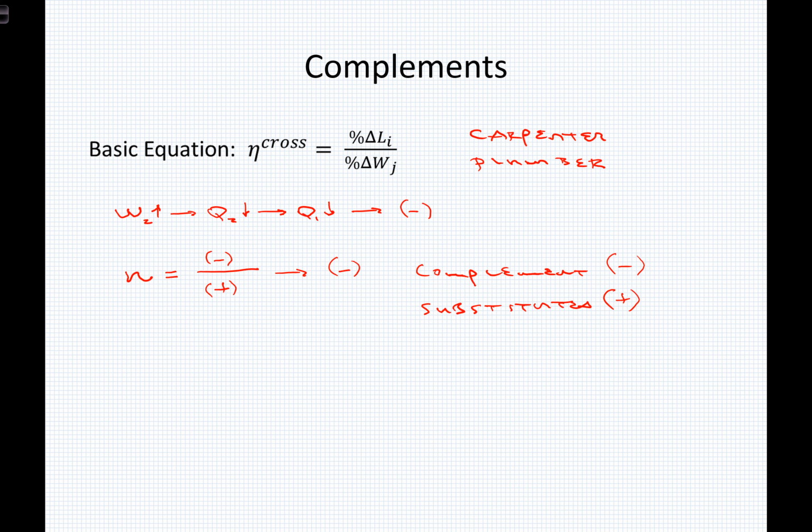And once again, because we know there's going to be positives and negatives, we're going to be comparing this to the absolute value of 1. That's the beauty of doing this. We look at whether it is greater than, less than, or equal to 1 when we think about the elasticity value. And obviously, if it's greater than, it's elastic. If it's less than, it's inelastic. And if it's equal to, it's unitary elastic.